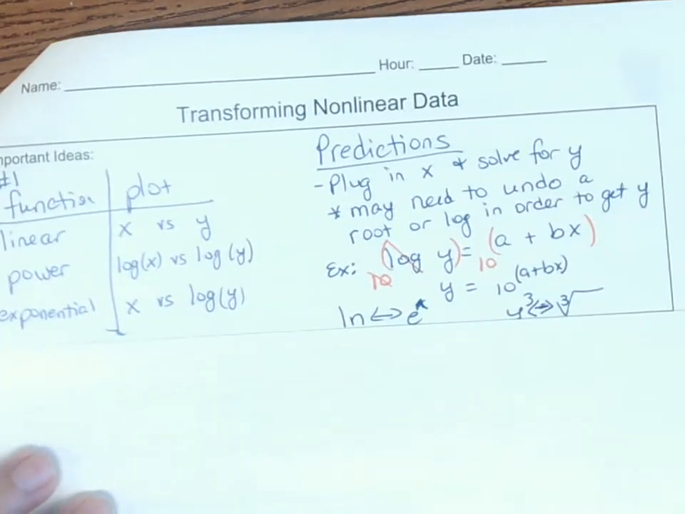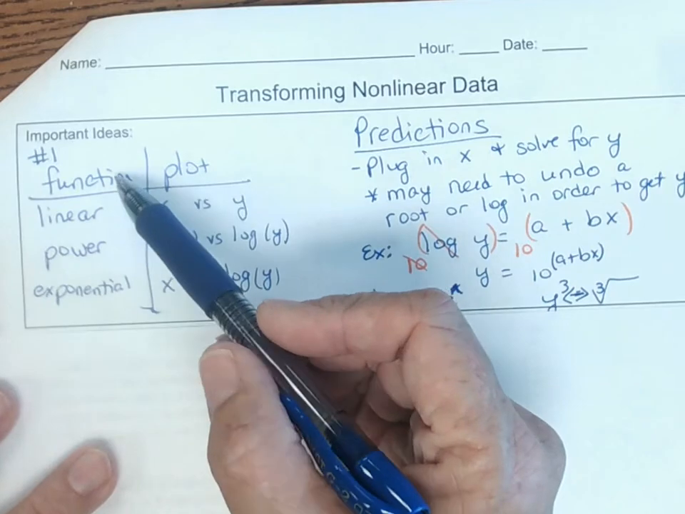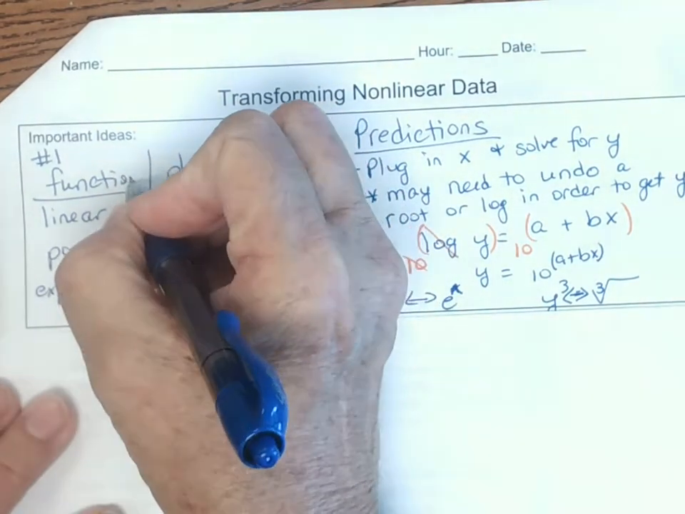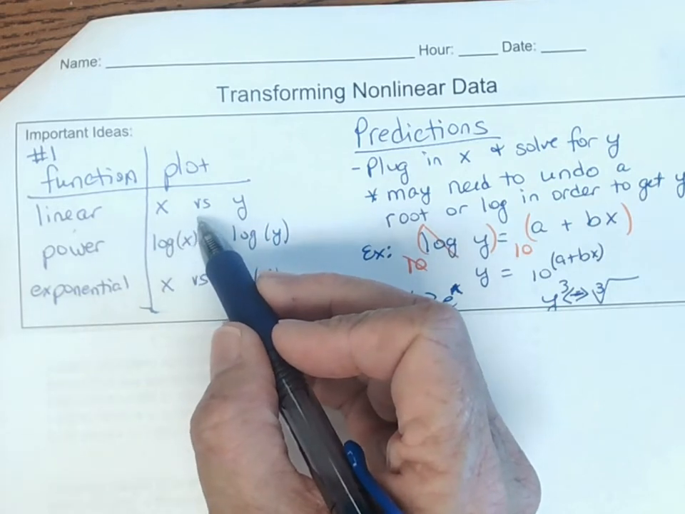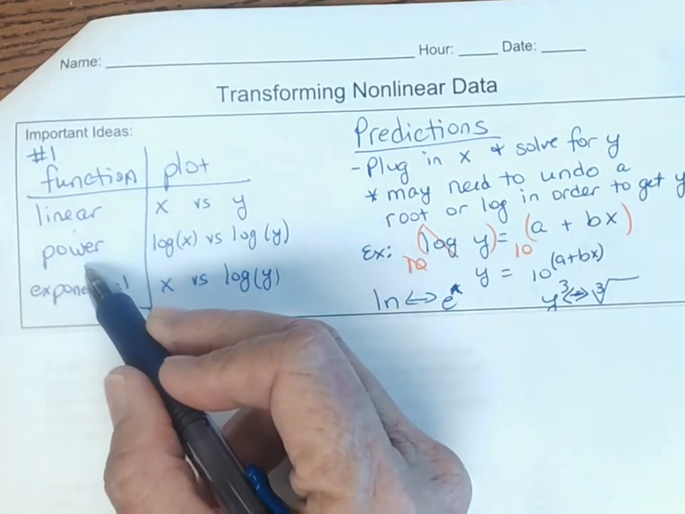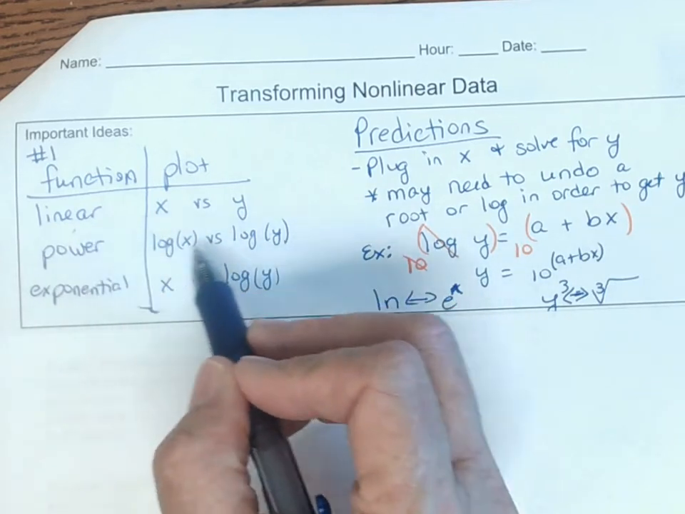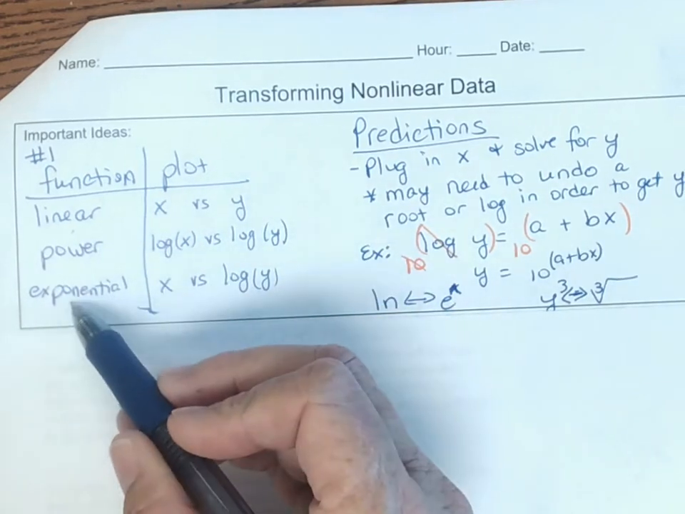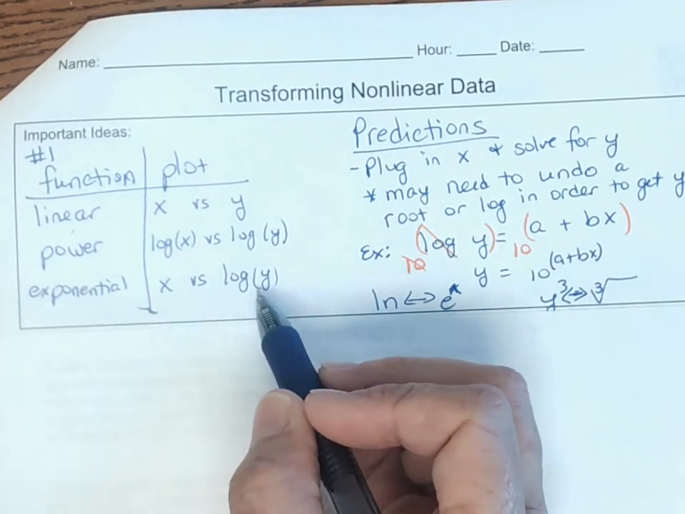And here are the key points from today's notes. Different types of functions: we could have a linear function. If so, then we're plotting x versus y on the graph. If we have a power function, then we will be plotting the log of x versus the log of y, and we have not done one of those. Or we could have an exponential, in which case we plot x versus the log of y.